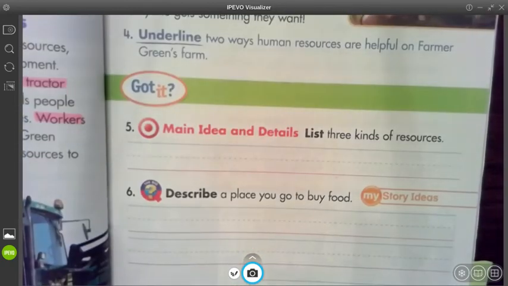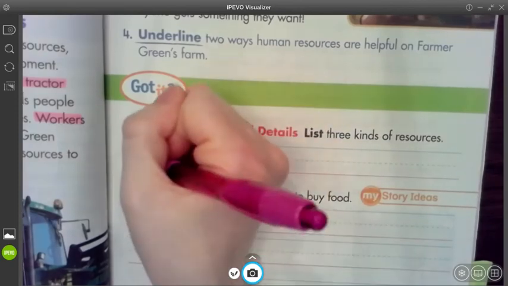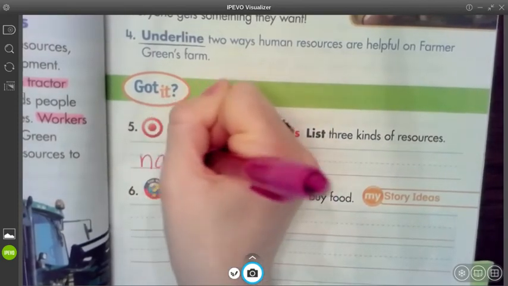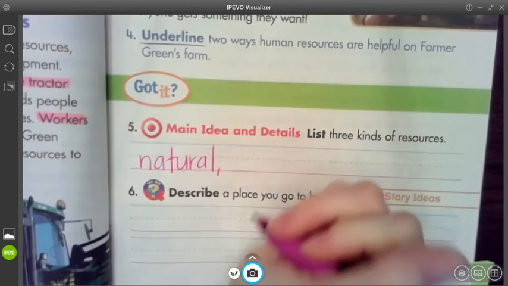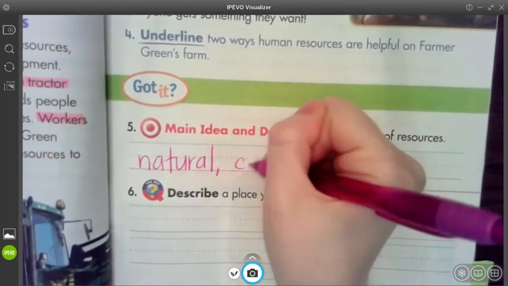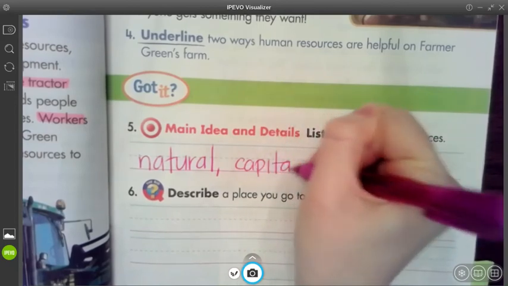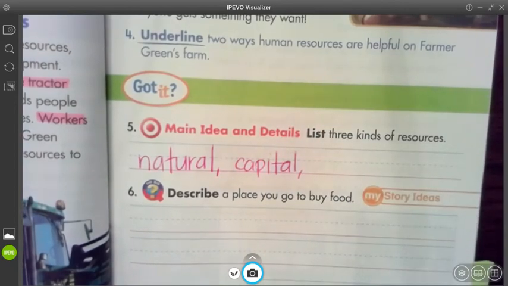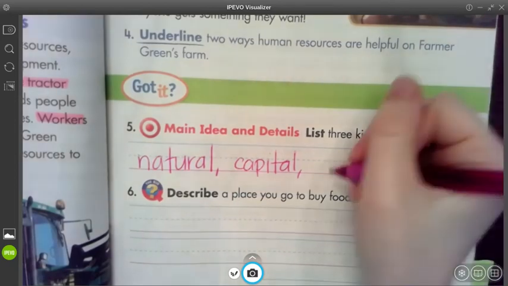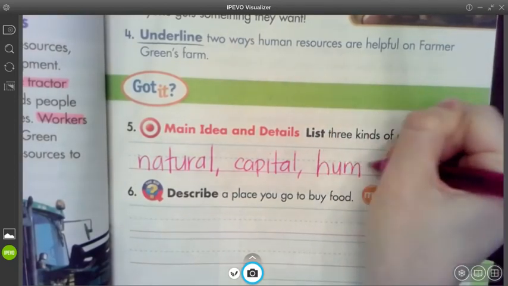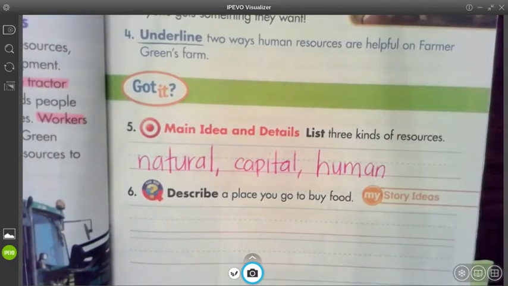All right, list 3 kinds of resources. So they're all that we read today. Our first one was the one that comes from the earth, and that was natural. Then we had the machines and money, which is capital. And the last one is the workers, which is human. So you do need to know all about this. And then if you want to do number 6, it says describe a place you go buy food. So you can describe the grocery, the farmer's market, wherever you get your groceries from.